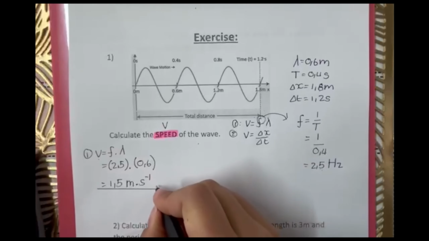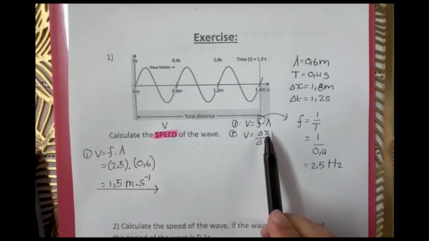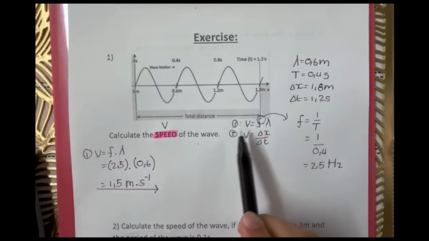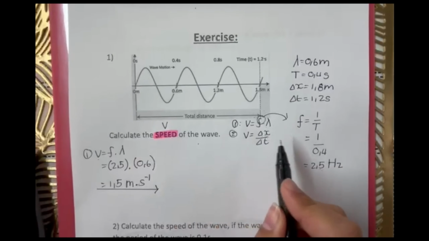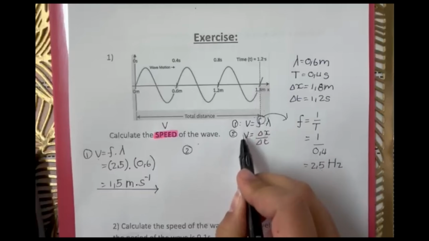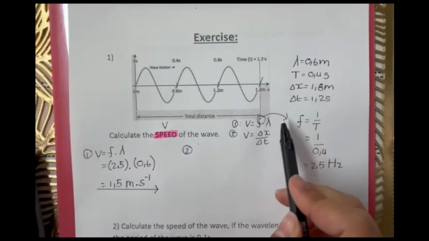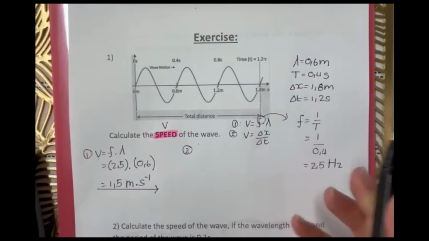But this is not the only formula that you can use. For the people that used the second formula, it's also correct. So let's quickly see what the answer will be if we used formula 2. Do we have enough information? Yes, we do. We have delta x, which is 1.8. We have delta t, which is 1.2.